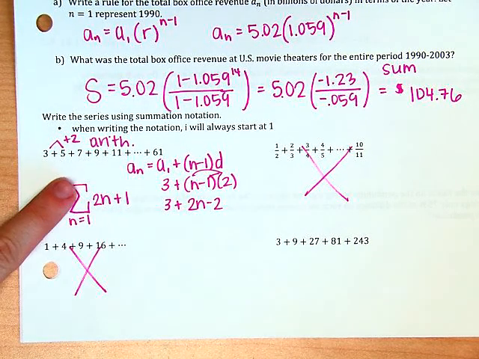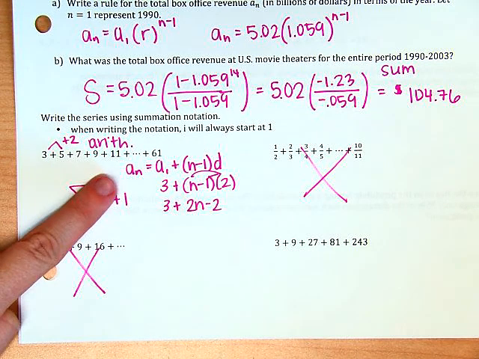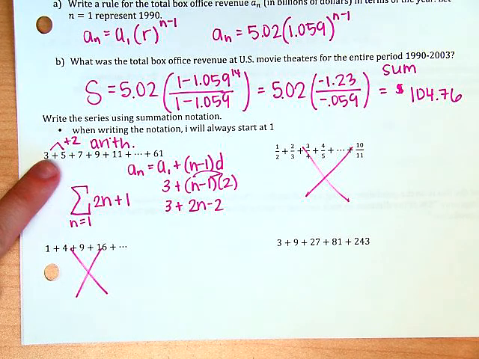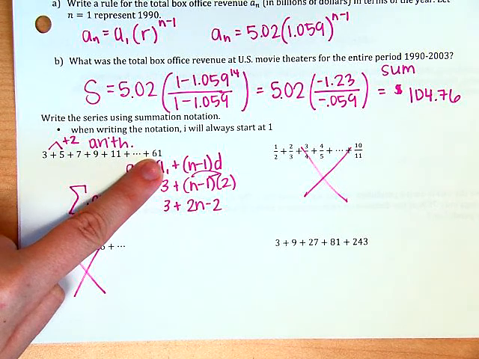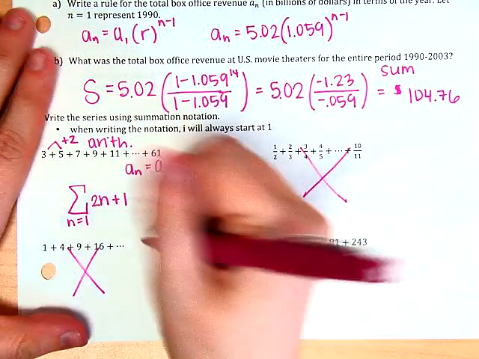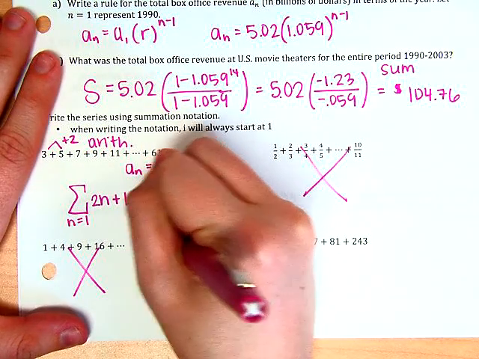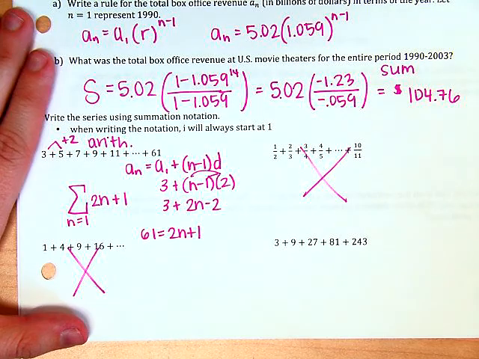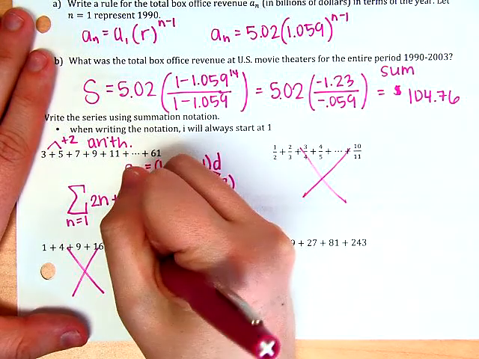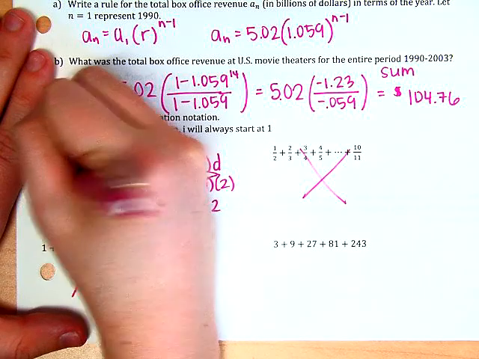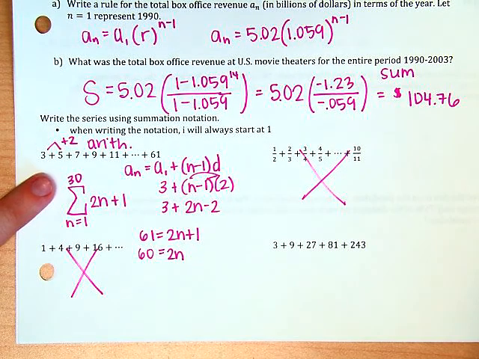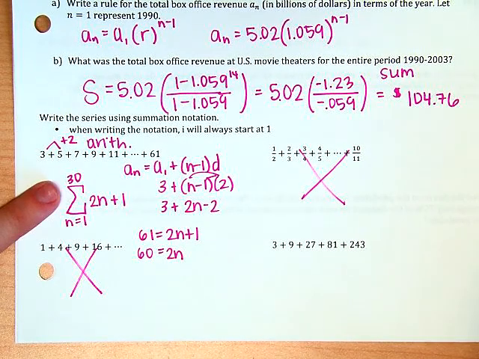Then the last thing I need is how many terms. Well, I don't know how many terms that is. I know that's the first, second, third, fourth, fifth. We got a lot in between there, and it goes here. So I can figure that out by setting 61 equal to 2n plus 1 and solving. If I subtract 1 over, I get 60 equals 2n. That means 61 is my 30th term. So I'm adding up from 1 to 30.